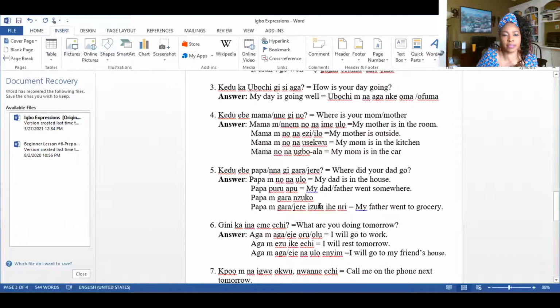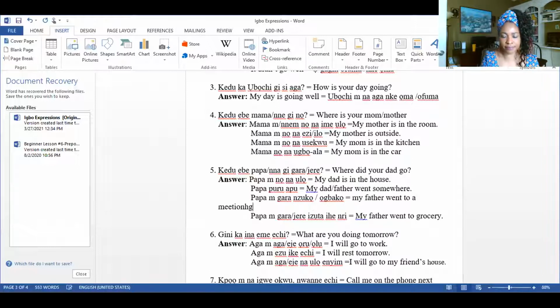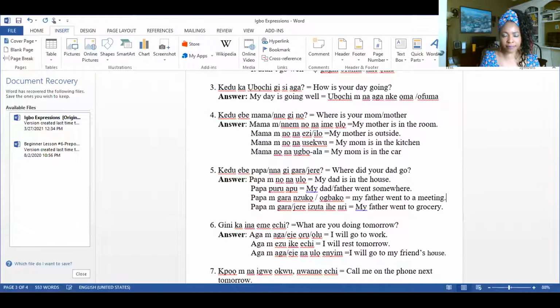Nzuko. Wait a minute. Where are you? So papa m gara nzuko. Or you can say obako. Some people say that. Papa m gara nzuko, or papa m gara obako. Obako is where they gather, like a meeting. My father went to a meeting. Okay, so that's what it is.